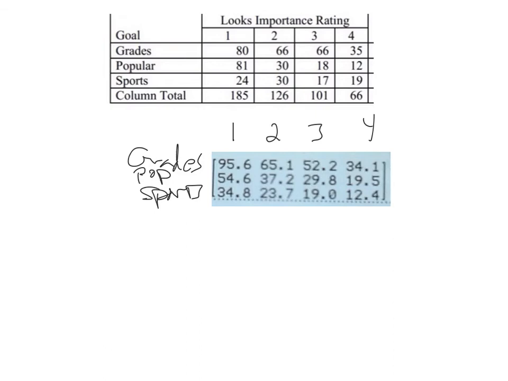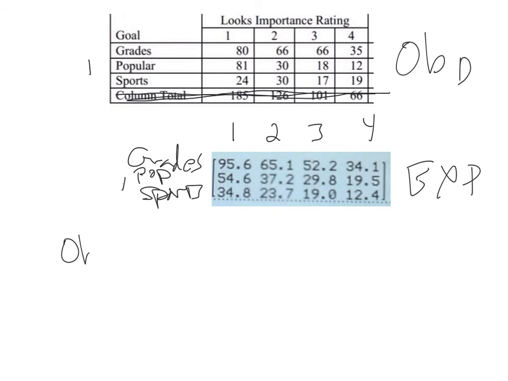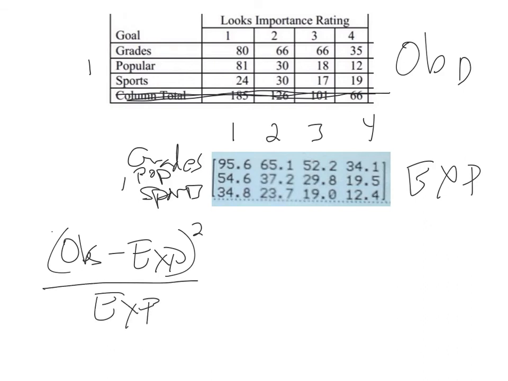So here are the observed values up here. Here's the expected value. Notice I don't have those totals. I shouldn't. Okay, so I've got 3 rows, 4 columns. Now to get the chi-square test, now that we've got everything we need, remember it's observed minus the expected. I'm going to have to square that difference, divide it by the expected, and then find the sum of all those numbers.